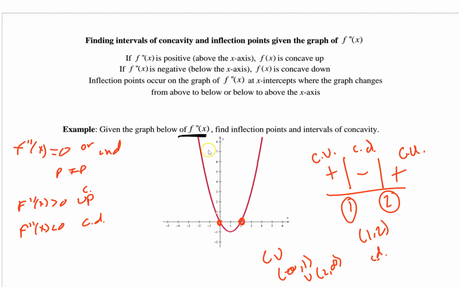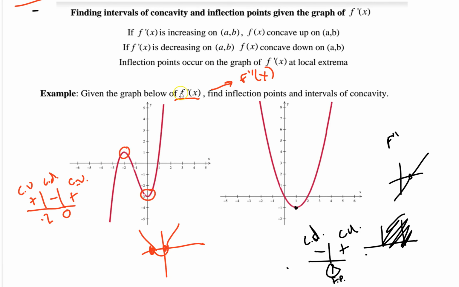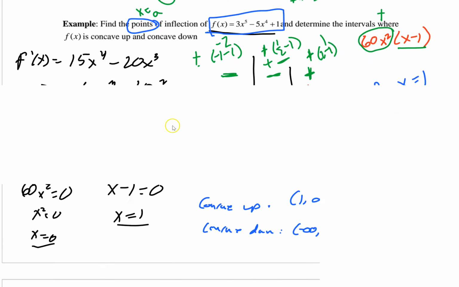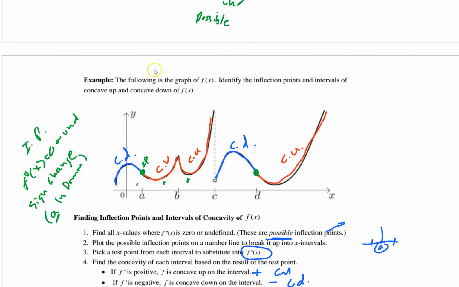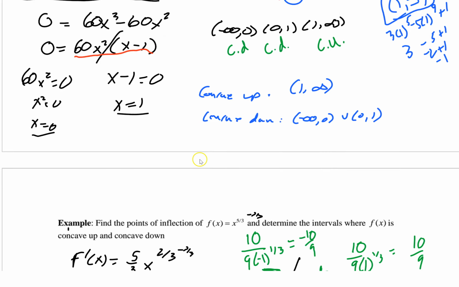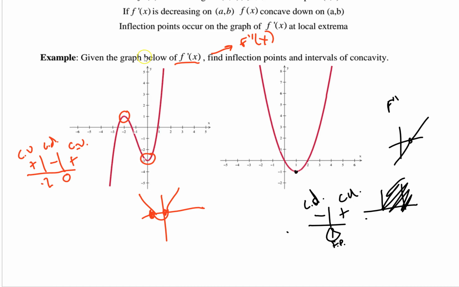Just look at, again, it really does matter which one you're talking about. If you're talking about the derivative, you're looking at it. If I'm talking about the original graph, we did way up here. Right? Well, if you're looking at the original graph, concave up is just the way it's opening. Opens down, opens up, concave up.